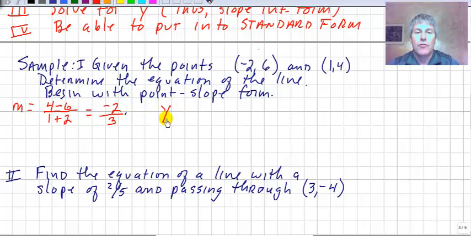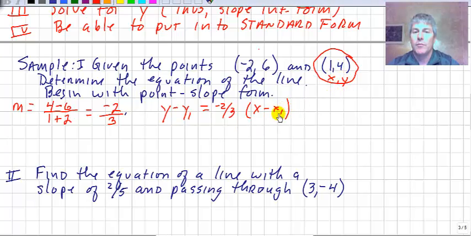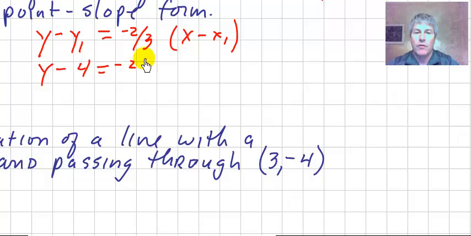So then we substitute into point-slope form. y minus y1 equals m, -2/3, times x minus x1. We could choose either point. It doesn't matter which one. Let's go ahead and choose (1, 4). So that's our x, that's our y. We're going to substitute into the right-hand x and the right-hand y. So we get y minus 4 equals -2/3 times x minus 1.